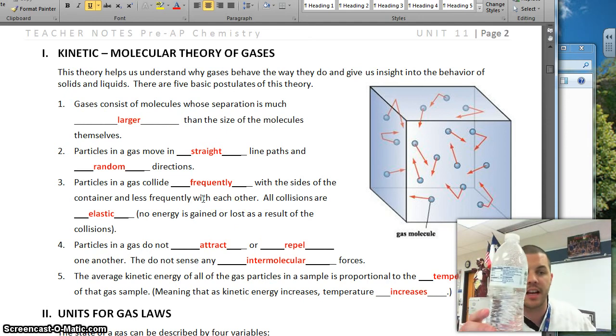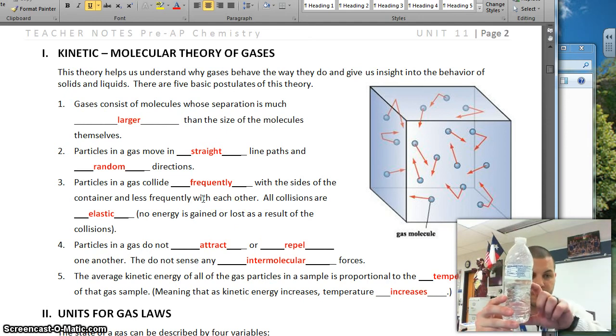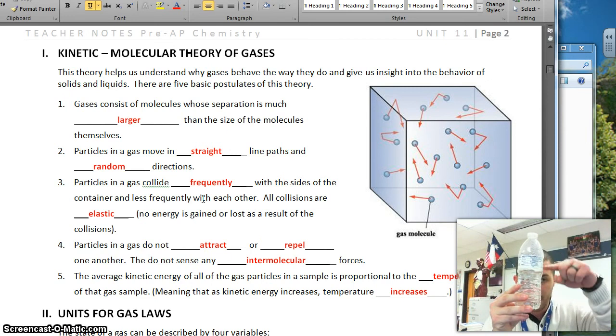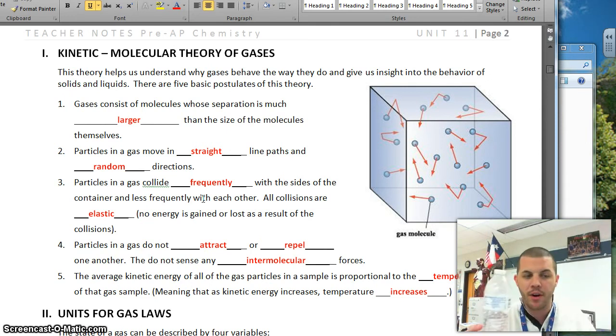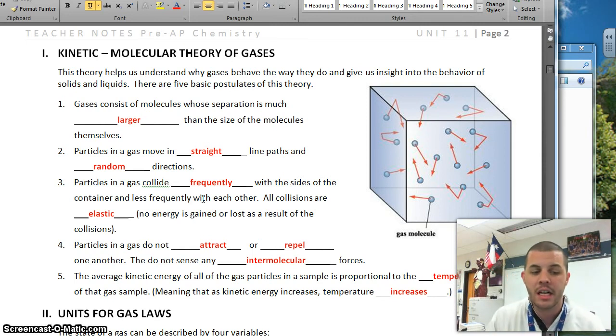Particles in a gas collide frequently with the sides of the container. So if I've got some gas in here, obviously there's some liquid, but obviously there's some gas as well. The gas particles are colliding very, very frequently with the sides of the container. All of those collisions are elastic collisions, and an elastic collision just means that no energy is lost or gained as a result of the collision.